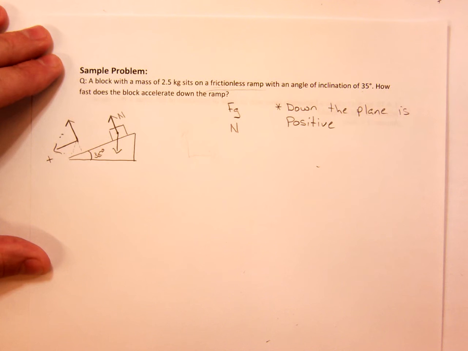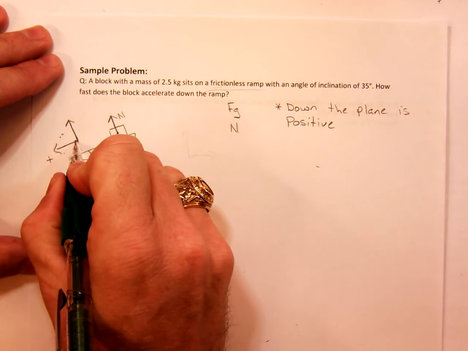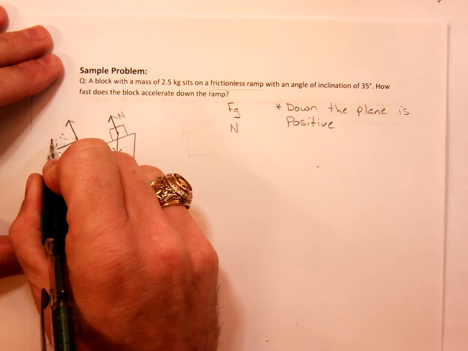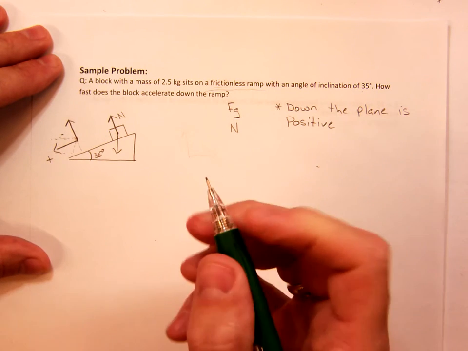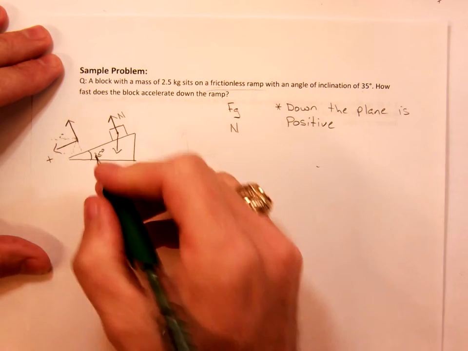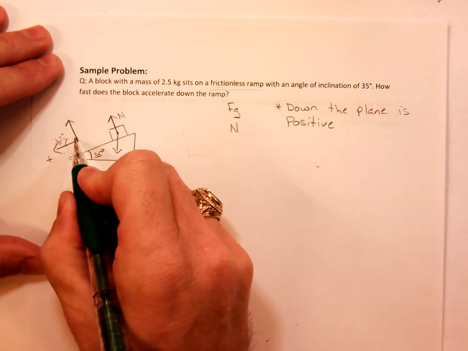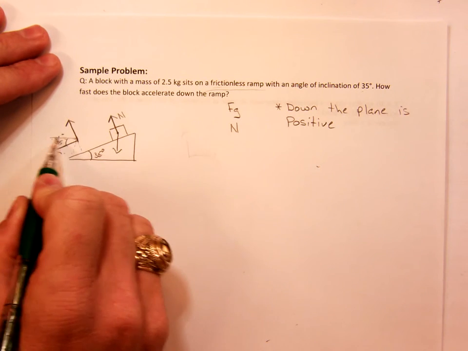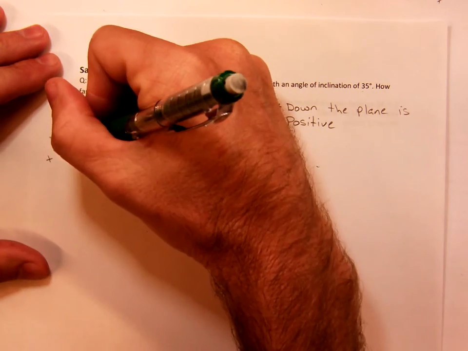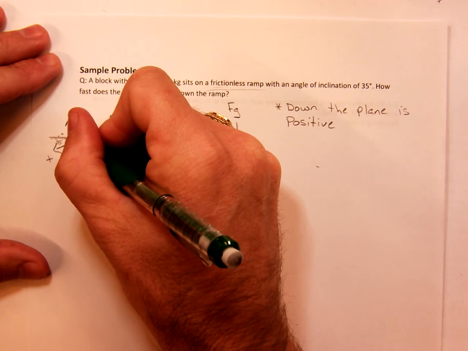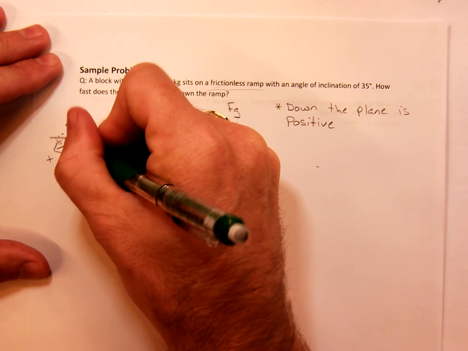All right, so just to throw this out there, how much did I rotate this downward? 35 degrees. Okay, and from this little piece right here to this piece right here is how much?